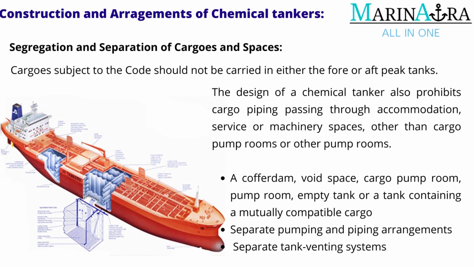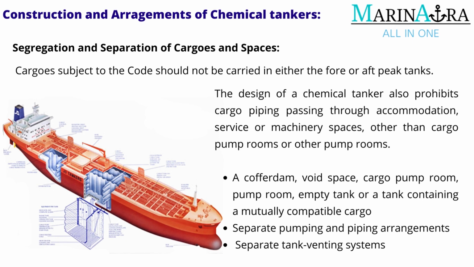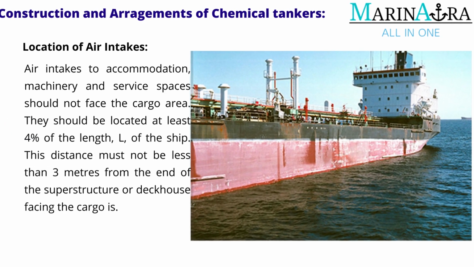The design of a chemical tanker also prohibits cargo piping passing through accommodation, service or machinery spaces, other than cargo pump rooms or other pump rooms, a cofferdam, void space, cargo pump room, empty tank, or a tank containing a mutually compatible cargo. Separate pumping and piping arrangements. Separate tank venting systems. Location of air intakes to accommodation.